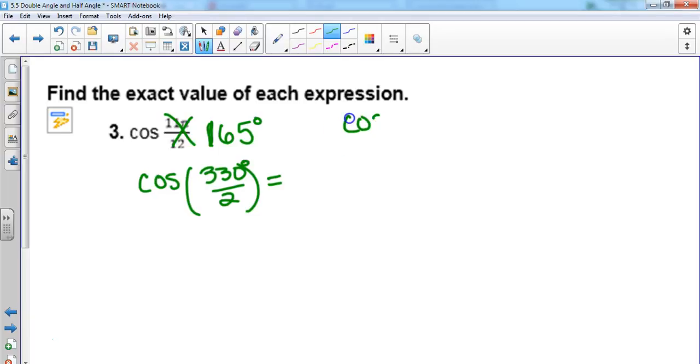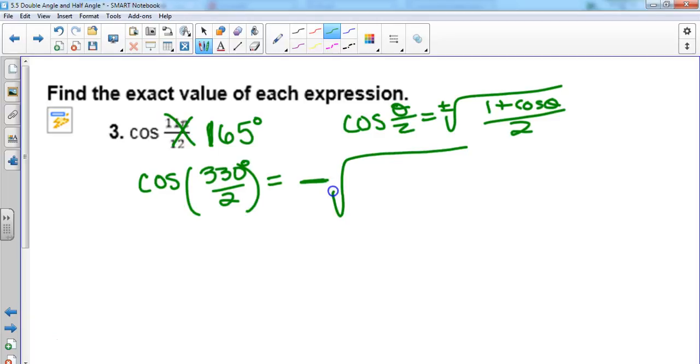Okay, what's the rule for cosine of theta over 2? Plus or minus the square root of 1 plus cosine theta, divided by 2. All right. So 330 divided by 2 is 165. What quadrant would 165 be in? Quadrant 2. What is the cosine in quadrant 2? Positive or negative? So we're going to need a negative out in front of our radical this time.